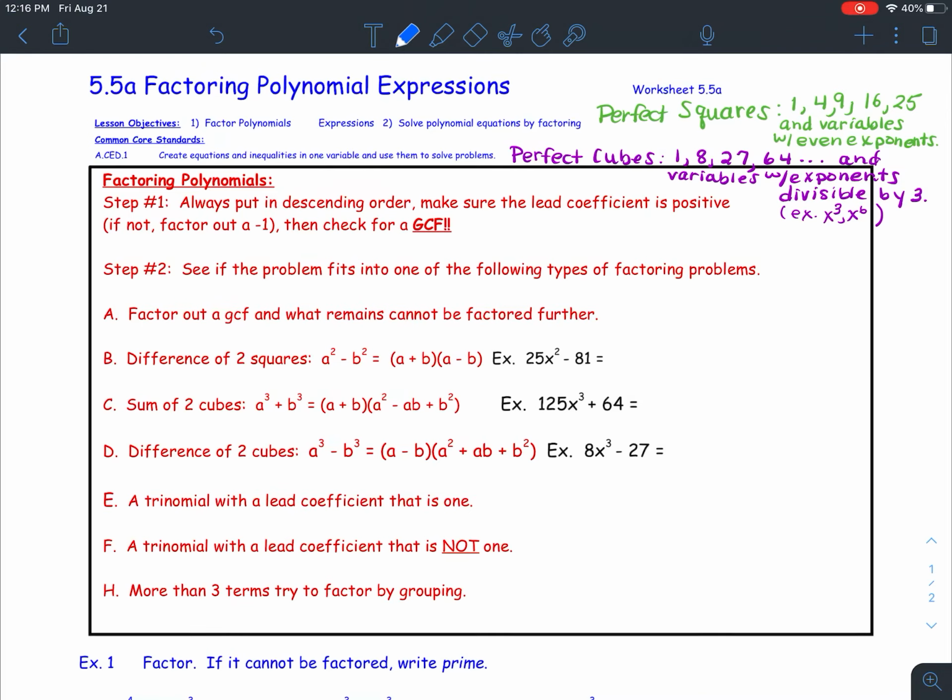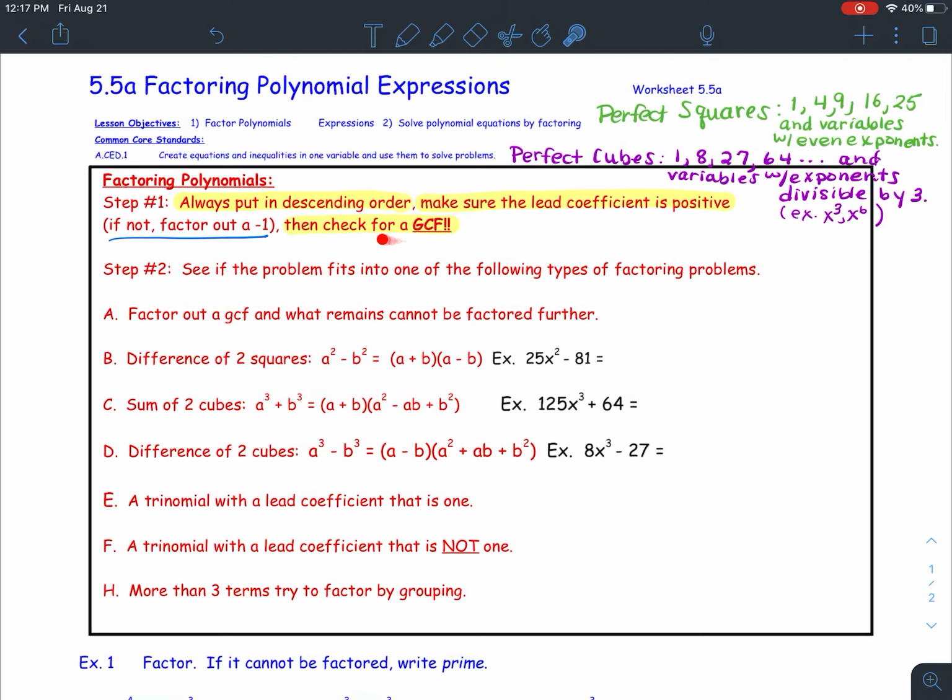And so some of this today is going to sound familiar, but you are going to get introduced to two new types of factoring problems. The thing that I want to emphasize is that there is an initial step you want to make sure you're checking. One, you want to make sure that all of your terms are in descending order. Two, you want to make sure that the lead coefficient is always positive.